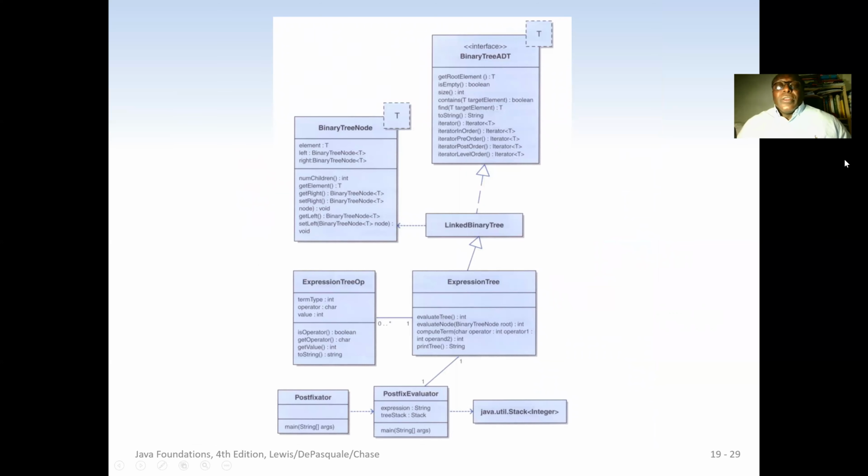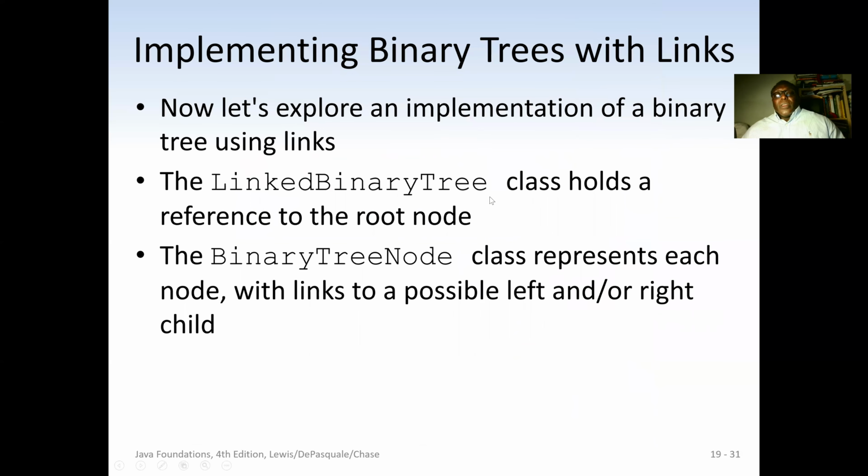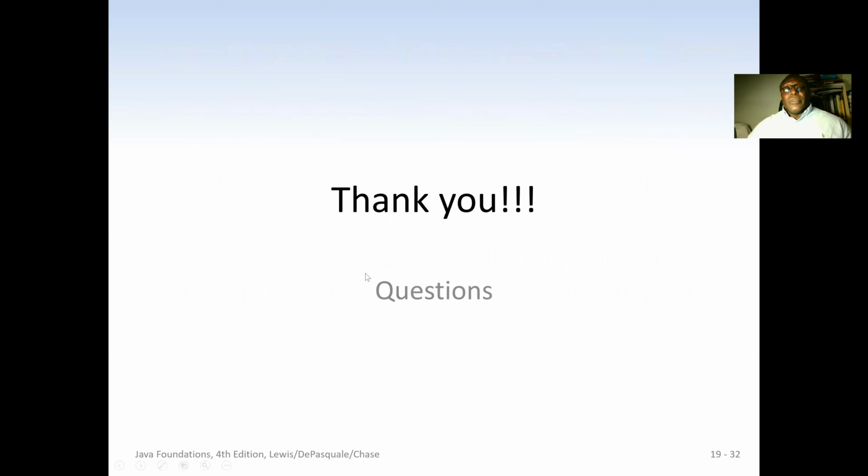So this is all the implementation for the binary tree. We have the binary tree ADT. Then we have the binary tree node, which will be used again by the binary tree implementation. And implementing a binary tree with links is very, very important. So we can have our linked binary tree class, which will hold the references to the root. Then we have the binary tree node. This will be the class that will create a node. Anytime we are inserting an item, we have to create the node dynamically before we insert it.